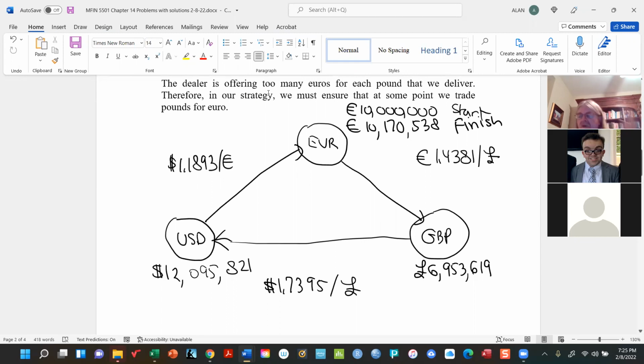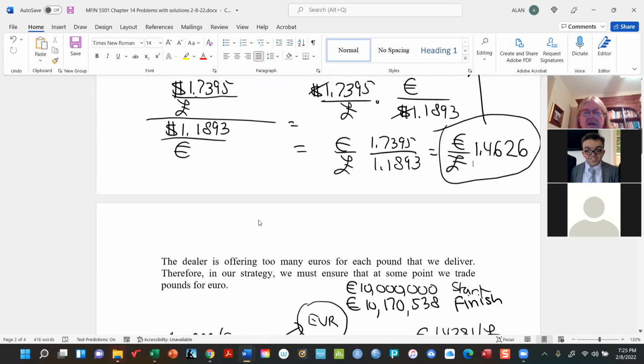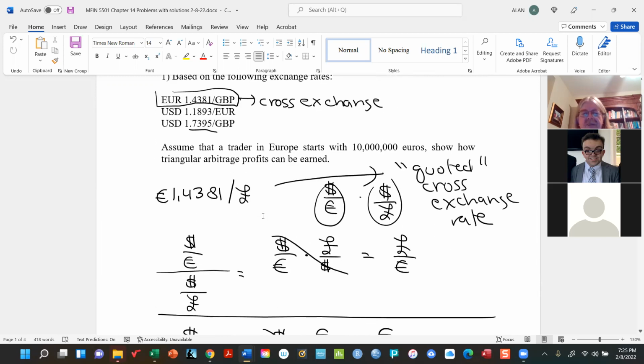Here we're told to go to Europe first, but other than that, nobody said you have to put the dollars here and the pound here, for example. In fact, I could have put the euros down here. It doesn't make any difference. All right, that was pretty easy. Well, no, it wasn't, but at least now you see what you have to do.